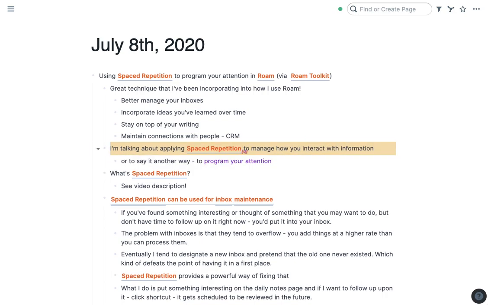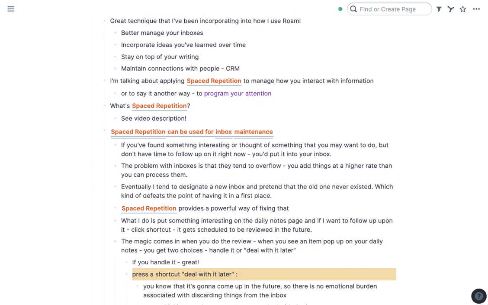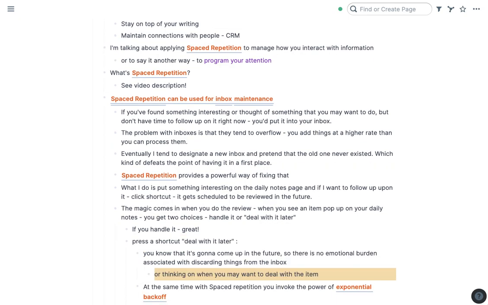program my attention. So if you're wondering what is spaced repetition by this point, please take a look at the description of the video. I've attached some links and especially linked to the video on how to use it with Roam Toolkit in Roam. So to start with, I'm going to talk about how I apply spaced repetition to manage inboxes, and that's going to be like a foundational framework for other applications.